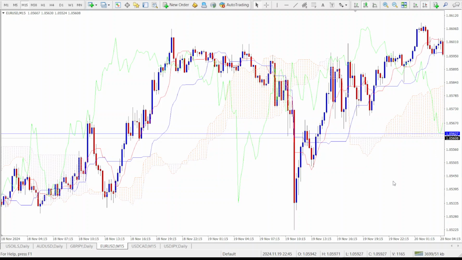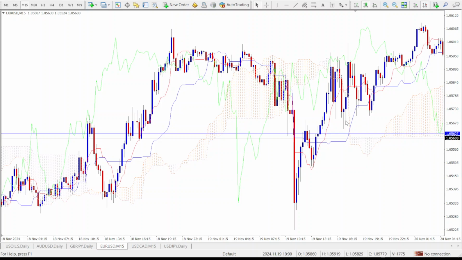Now remember, Senkou Span A is one of the two lines that define the cloud, okay? And its position can provide early signals of trend changes before other indicators catch up. The cloud itself acts as a visual roadmap, and Senkou Span A plays a vital role in determining the market's future direction. Okay?